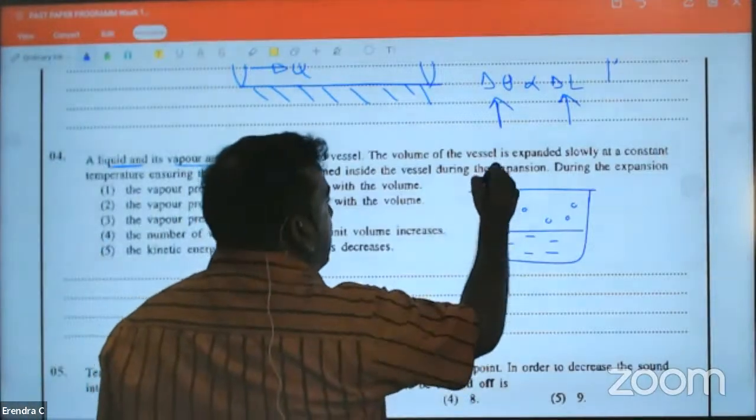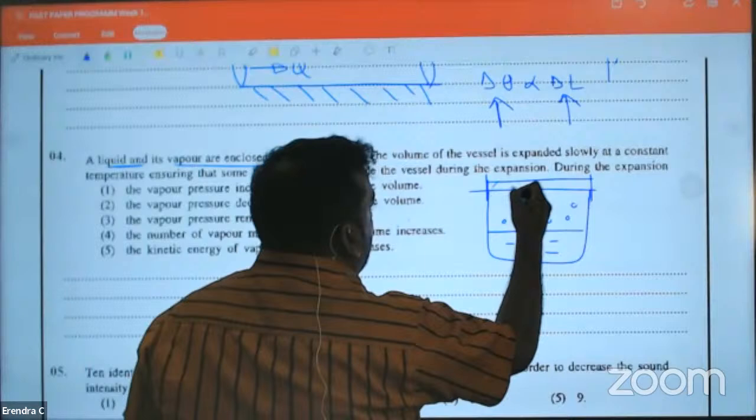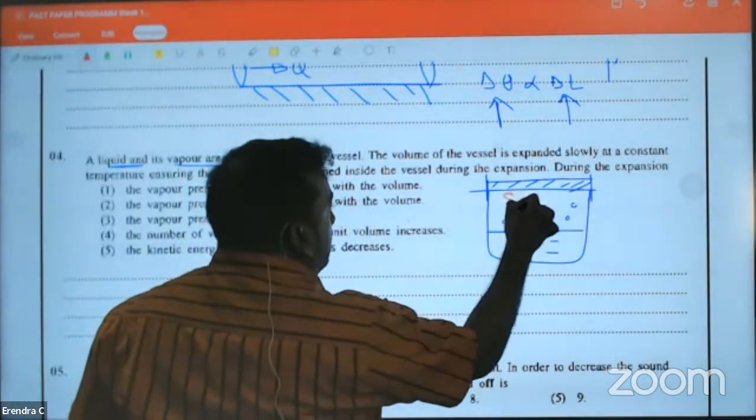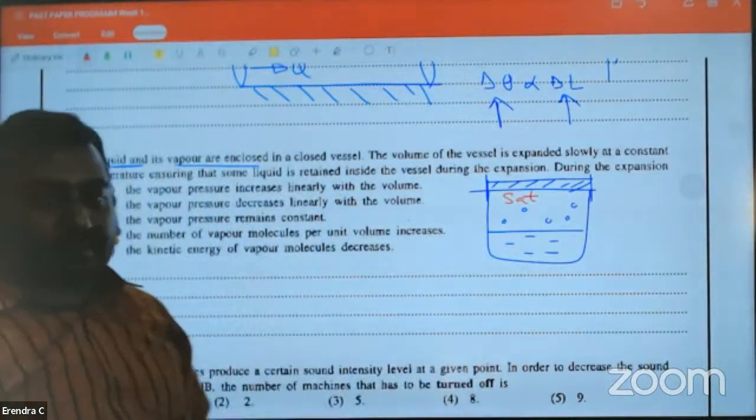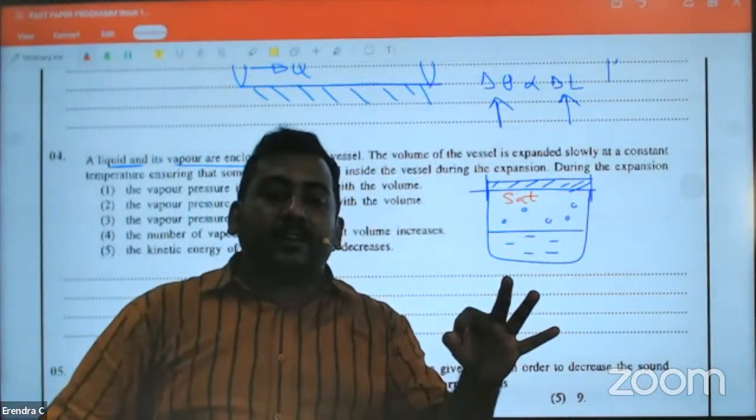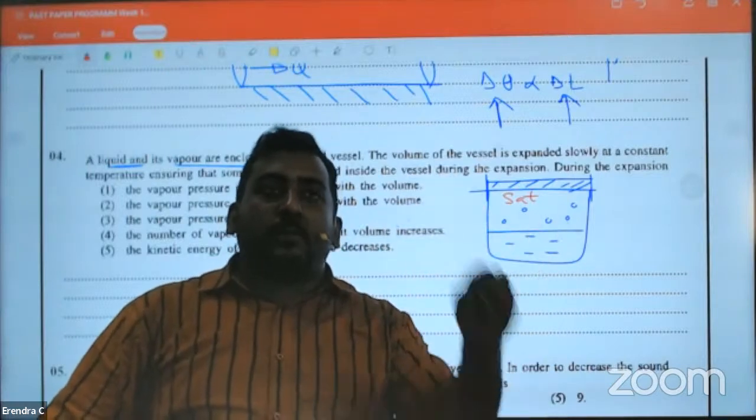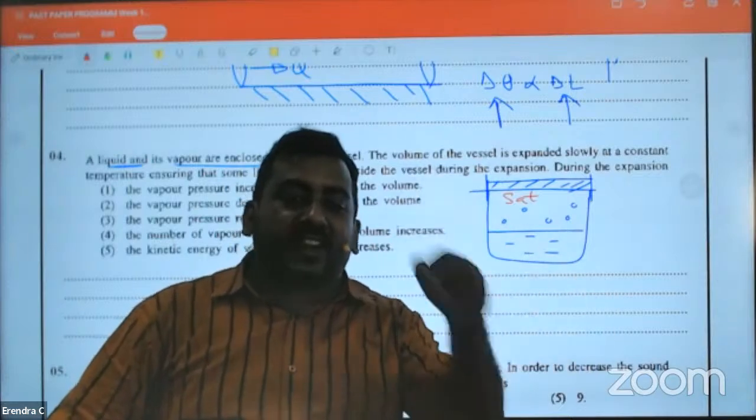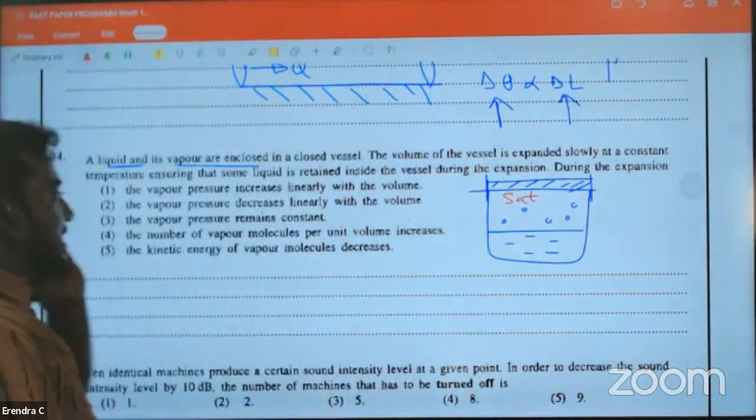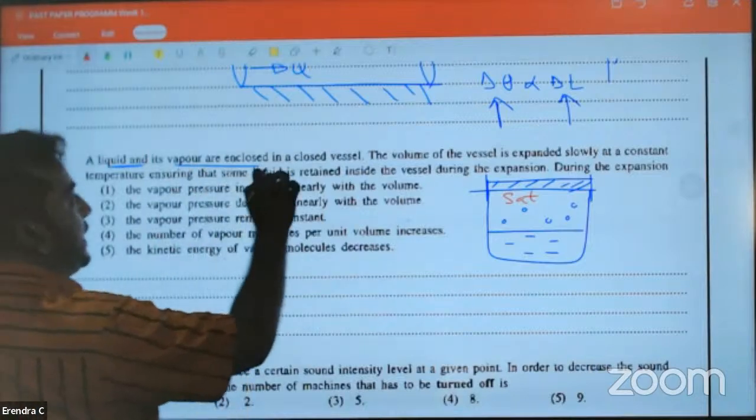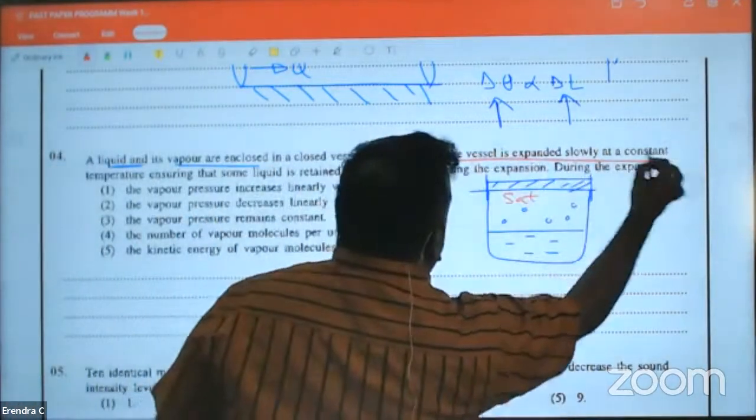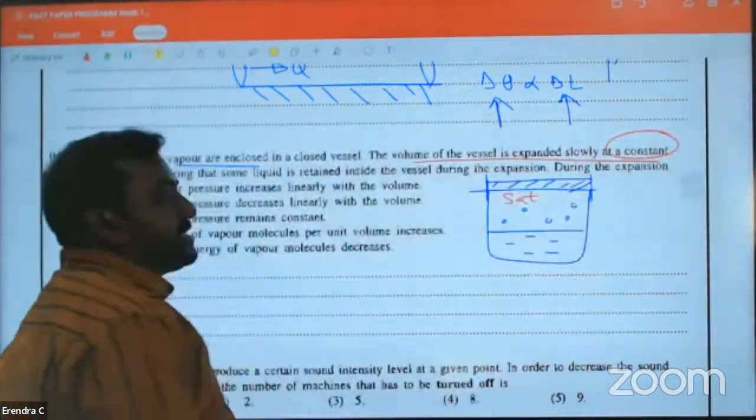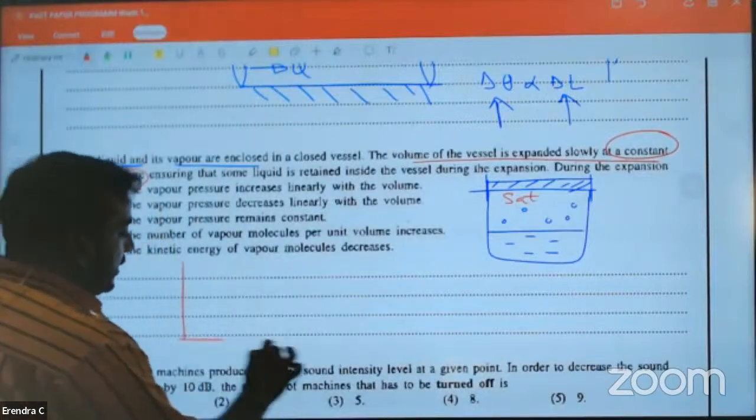Saturation. Then yesterday's practical, you might remember, piston cylinder. Here it is saturated. Tell me, people who remember yesterday's graph: for saturated vapor, if you increase the volume by keeping the temperature constant, will the saturated pressure change? The answer is no. Saturated pressure will not change. Nice question. Here, the volume of the vessel is expanded slowly at a constant temperature. Temperature does not change. You must remember the graph that you learned.